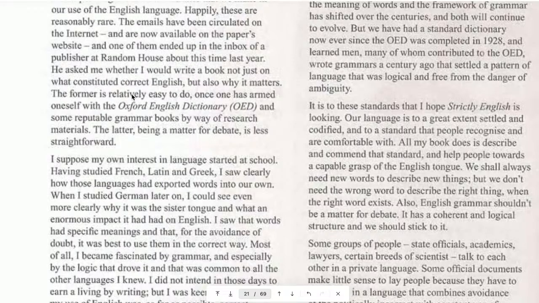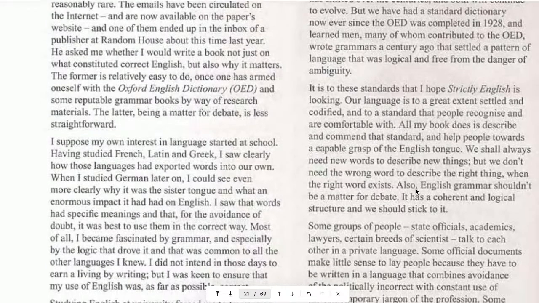Okay, let's move on to the next one. Wait, do you understand the meaning of the phrase "a capable grasp of the English tongue"? Grasp, what does that mean? It means understanding. Okay, "how people chose a capable grasp of the English tongue" means how people come to understand, the capability or the ability to understand English.